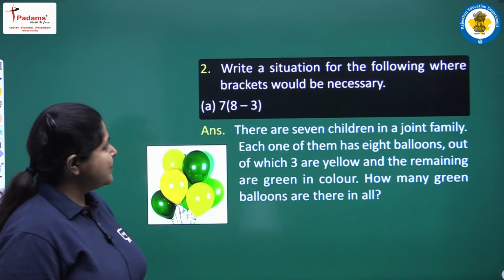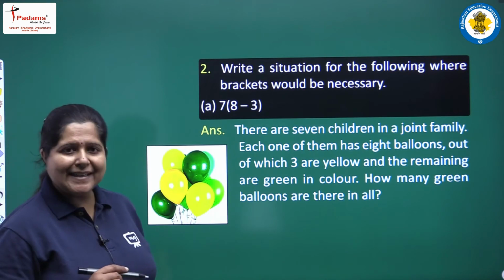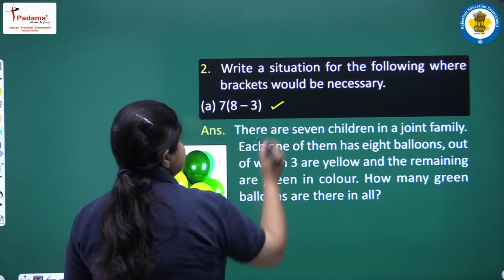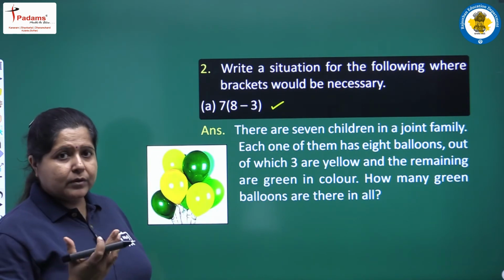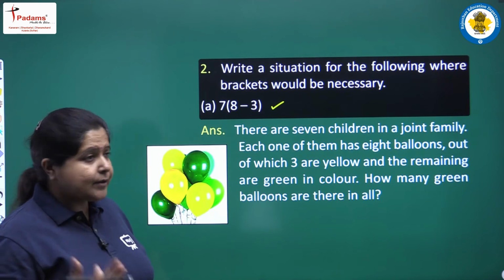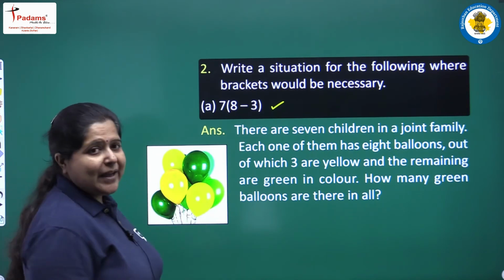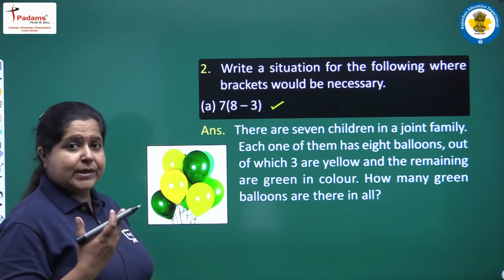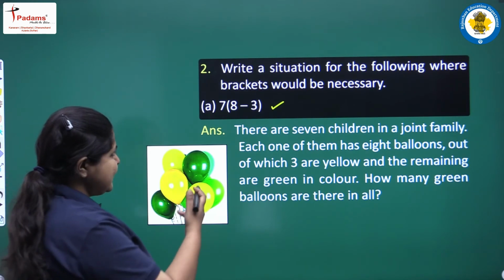Next we have, write a situation for the following where brackets would be necessary. We are given 7 into 8 minus 3. Now, we have to create a question of our own in which the answer should come out to be 7 into 8 minus 3. I have written my own. You will have to think it over and write some other situation. Is it clear to you? Let us read this one.